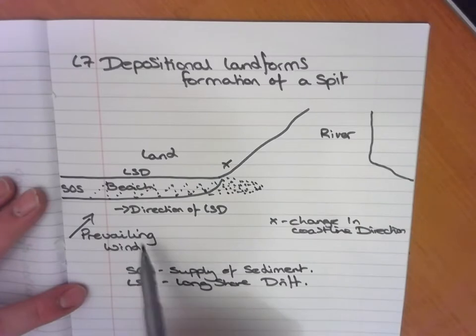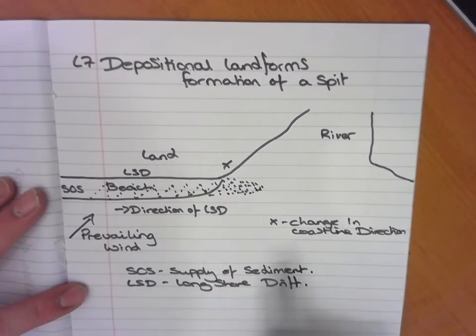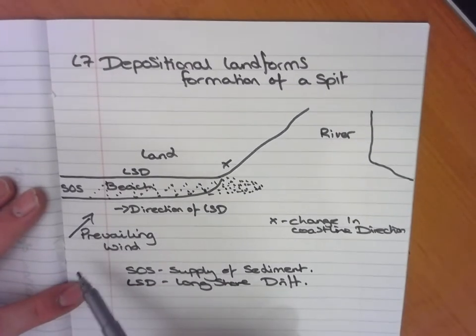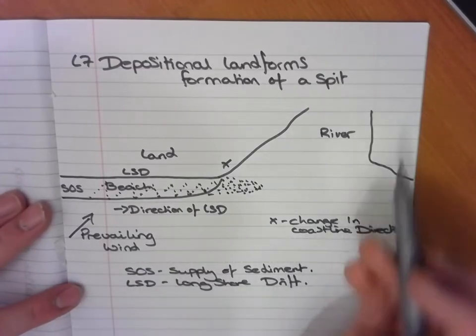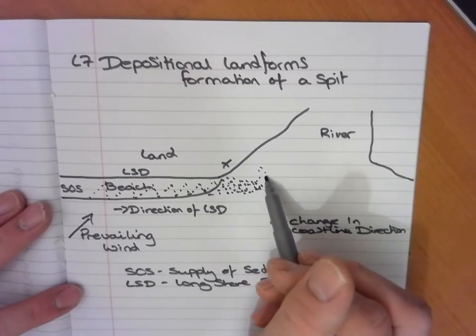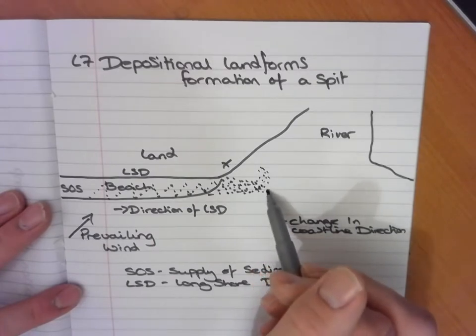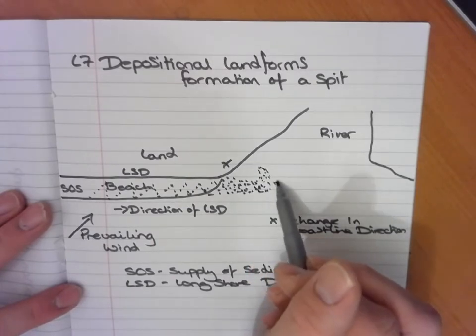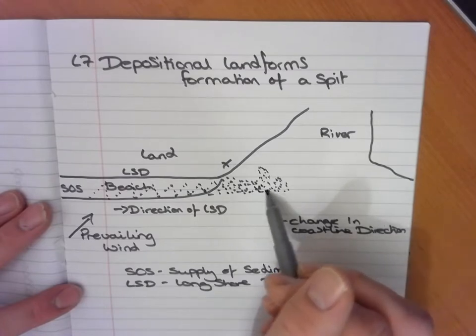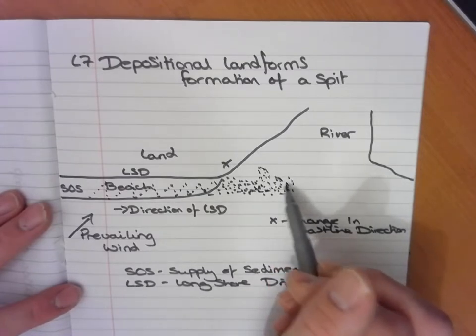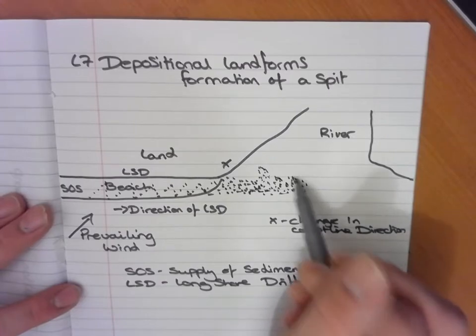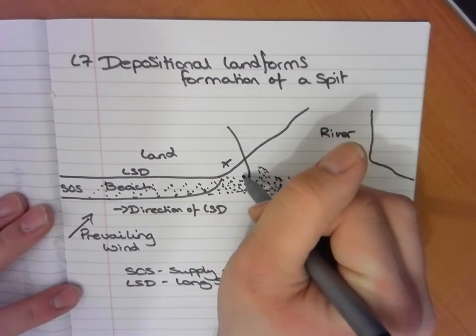Now this sediment builds up and builds up over a continuous period of time, and if the direction of the prevailing wind changes, and for the purpose of this diagram we've used the southwesterly direction for the UK, but if it suddenly starts coming from a southeasterly direction, you will find certain hooked areas. What you will find is as the sediment builds up, it forms a landform which we now call a spit.